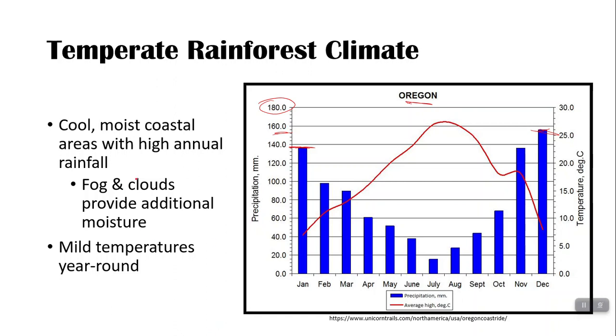And then not only is there high annual rainfall, but there are also plenty of fog and clouds that can provide some additional moisture. And the temperatures tend to be mild year-round. Notice that they don't go below freezing, and they don't even tend to go on average below like 5 degrees Celsius.